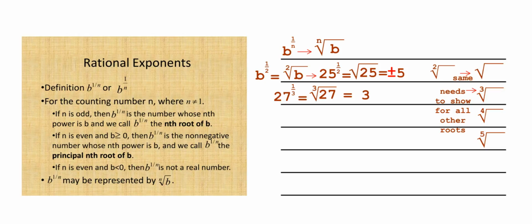Notice we don't need a plus or minus in this case. Our root is an odd number root. It's 3. So 3, 5, 7, 9, 11, etc., all odd number roots, do not need a plus or minus. Even number roots, such as 2, 4, 6, 8, etc., do need a plus or minus. So in this case, our answer is exactly 3.